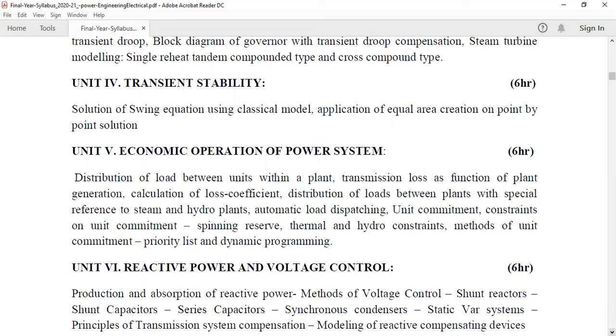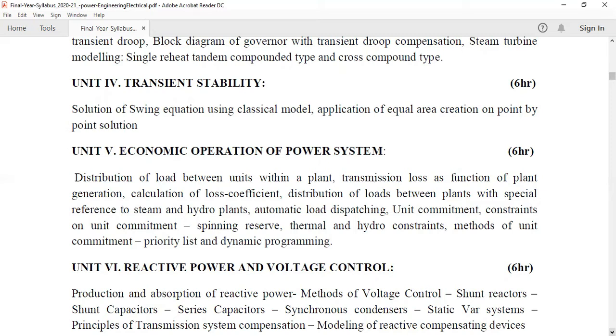In this, distribution of load between units within a plant for the economic dispatch, transmission loss as a function of plant generation, calculation of loss coefficient, distribution of loads between plants with special reference to steam and hydro plants.